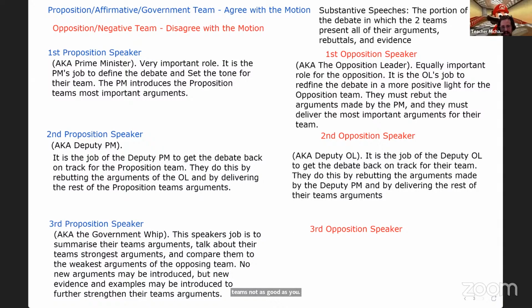And then we finally move to the third opposition speaker, also known as the opposition whip.